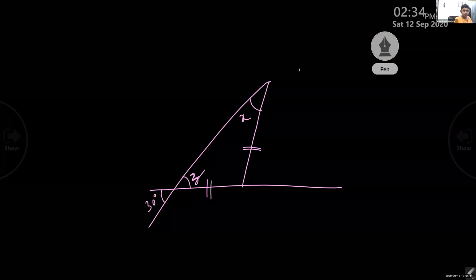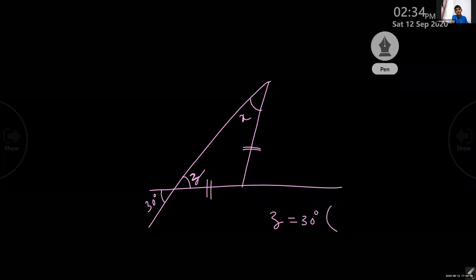Ma'am, Z is equal to 30 degree. Is it 30 degree? Why? Ma'am, because vertically opposite angle. Vertically opposite angle, ma'am. Okay, vertically opposite.